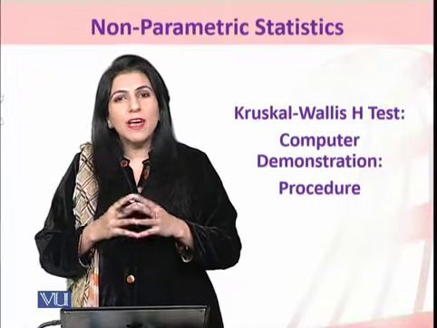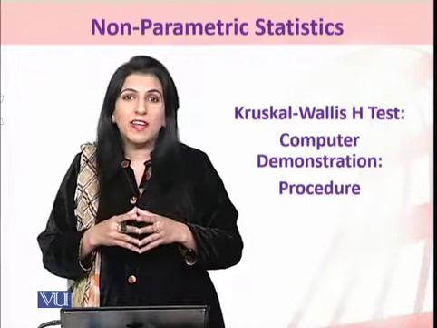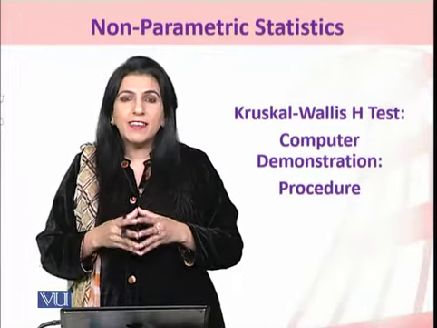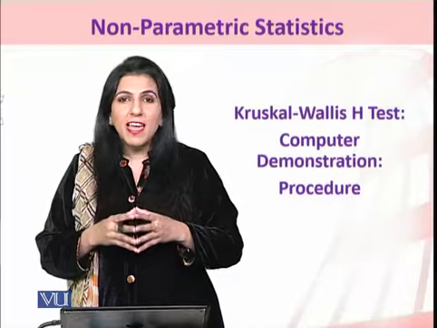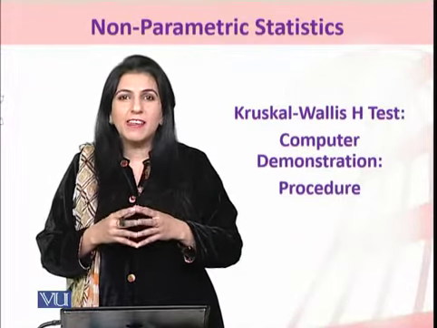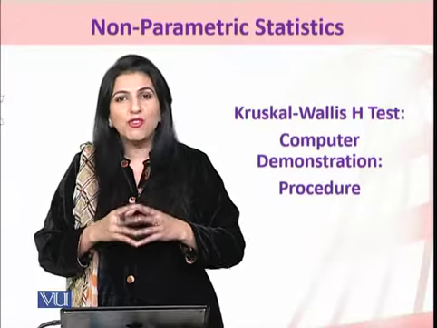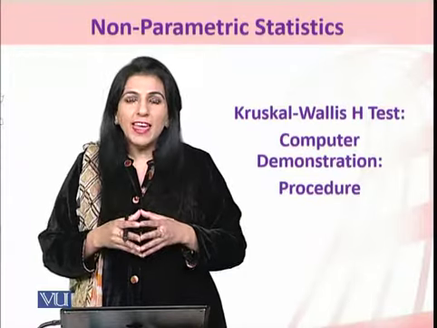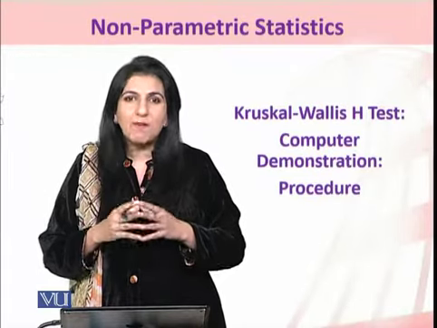So, if the normality assumption is not met with the samples, then we will have to look for the alternative non-parametric test. And for this purpose, we will be using the Kruskal Wallis H test that is used to test whether the various groups come from identical populations.